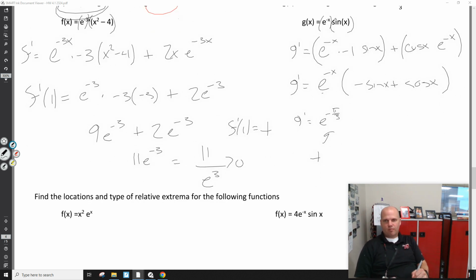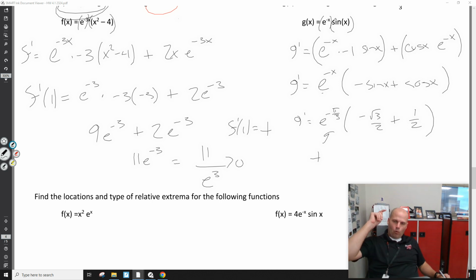Now, the sine of pi over 3 is root 3 over 2. So this is negative root 3 over 2. The cosine of pi over 3 is 1/2. What is negative root 3 over 2 plus 1/2? Is it a positive or a negative? That's very important to kind of think about. Well, it's like got the same denominator, so if you wanted to, you could say -3 plus 1 over 2.